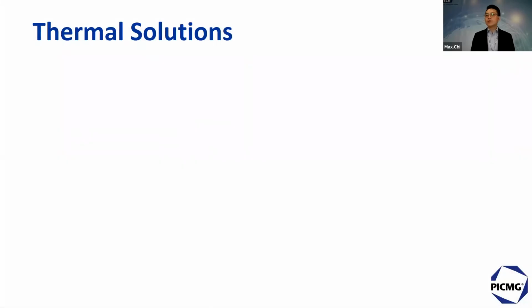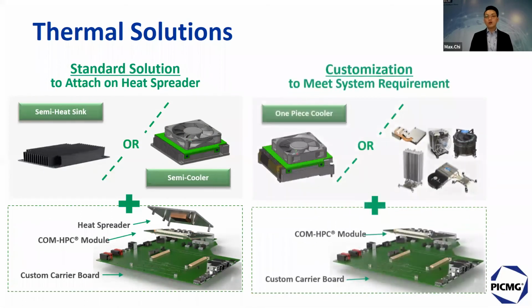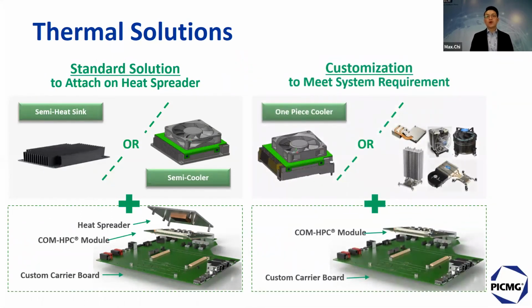And then let's talk about thermal solutions. Like mentioned, with the standard heat spreader, we can attach a semi-heatsink or semi-cooler on top of the heat spreader as a complete standard thermal solution. And also, it's possible for module vendors like us to provide you a one-piece cooler or even a fully customized thermal solution to meet your system requirement.